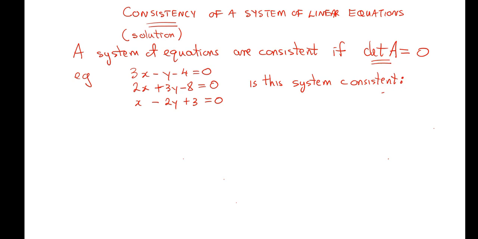What do we need to find? The determinant. But I want you to look very carefully at those equations that I've written down. Do you notice that the right-hand side is 0? Do you also notice that there are 3 equations, but how many unknowns? There's only x and y. There's 2 unknowns.